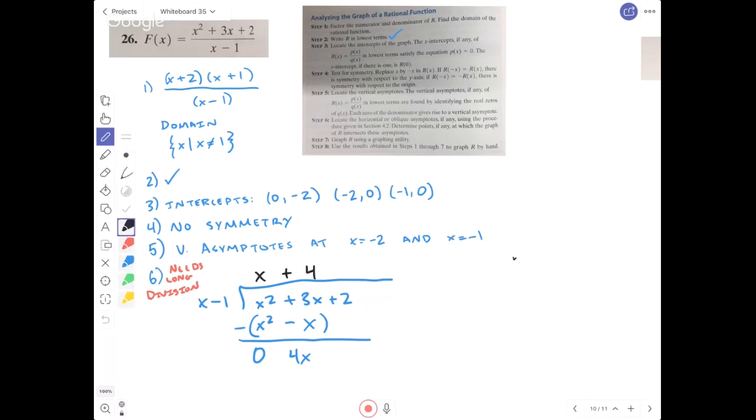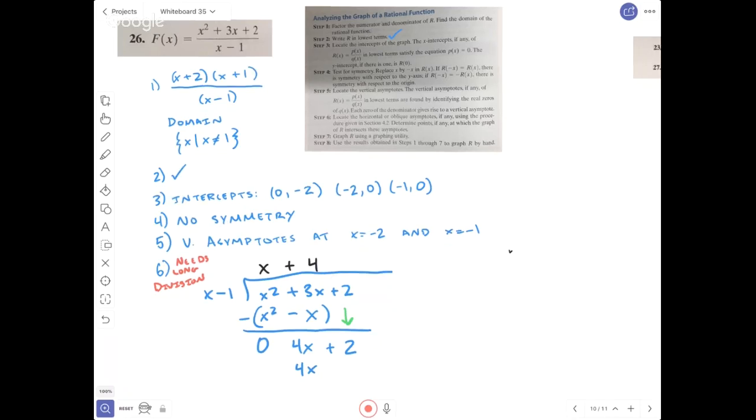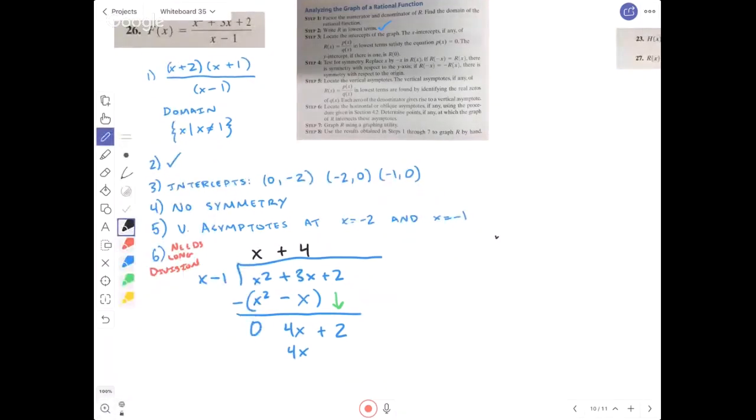4x. Oh, sorry. Forgot to bring down my 2. Bring down the 2 plus 2. 4 times x is 4x. And 4 times -1 is -4. Subtract. I'm looking at 4x minus 4x is 0.